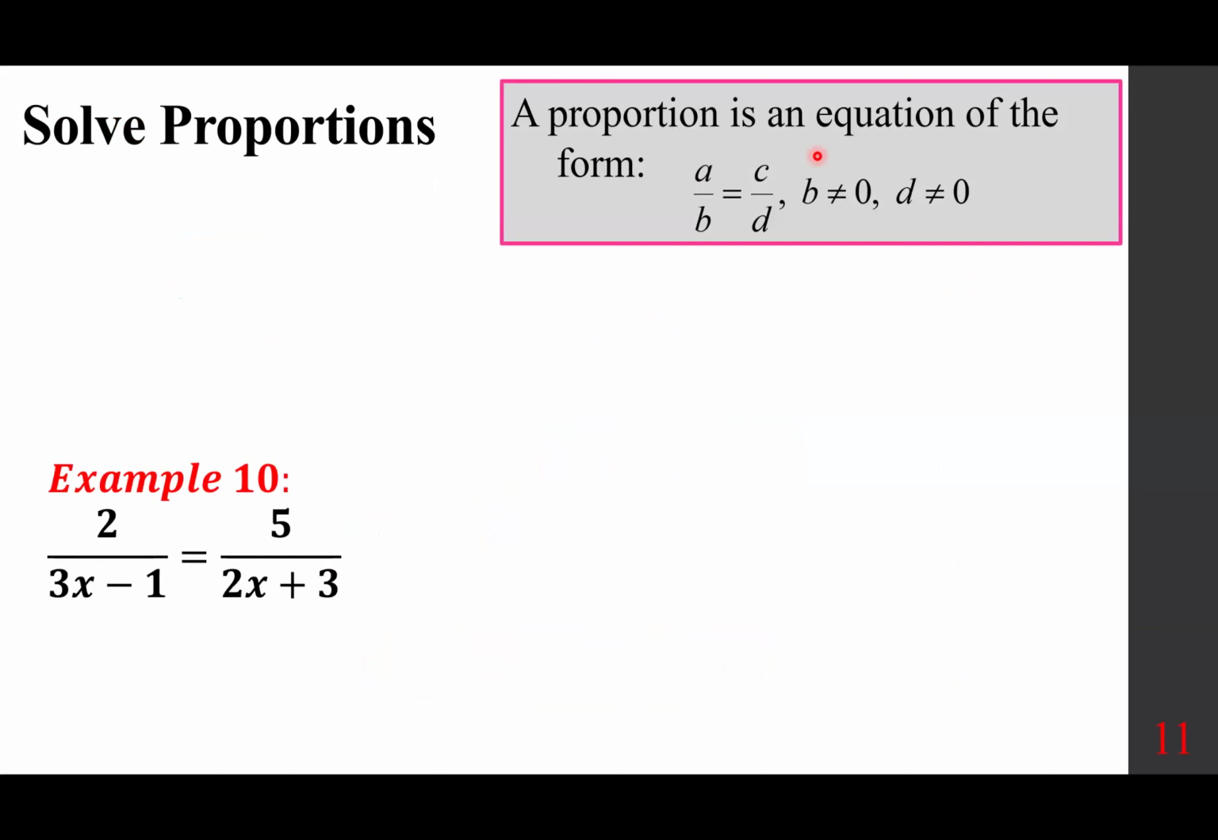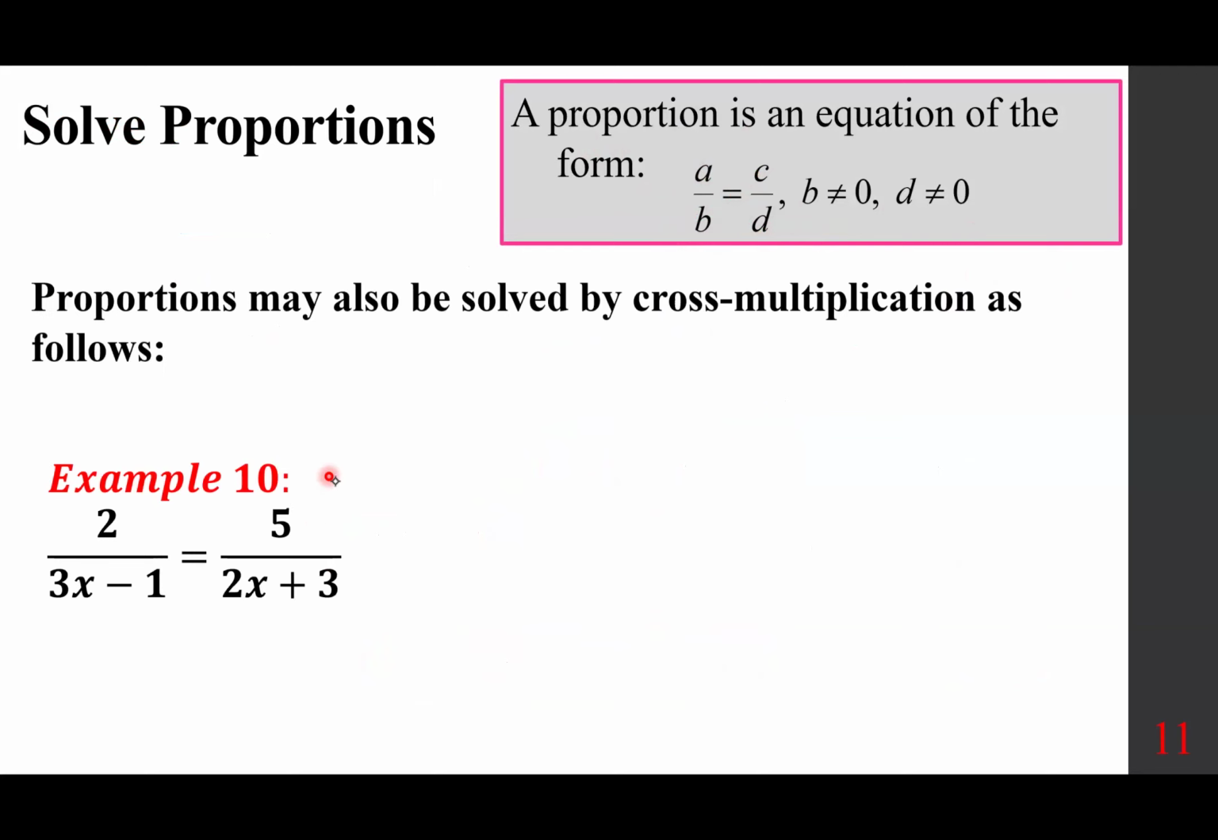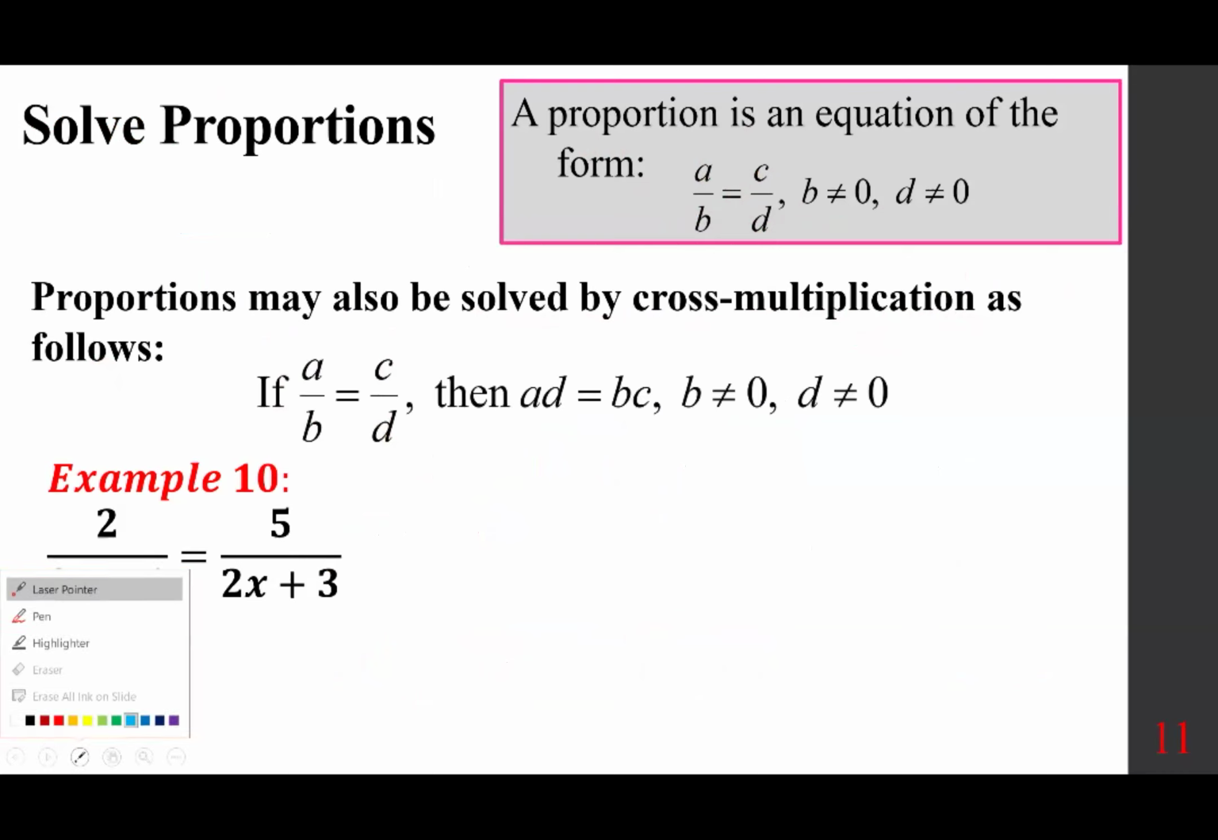Proportions. A proportion is an equation of the form a over b equals c over d, where the denominators b and d can't be 0. So here's an example of a proportion. Proportions may also be solved by cross multiplication as follows. If this is a true proportion, then their cross products must be identical. So ad must be equal to bc. It's the same as multiplying both sides by the LCD, but you basically just do the cross product.